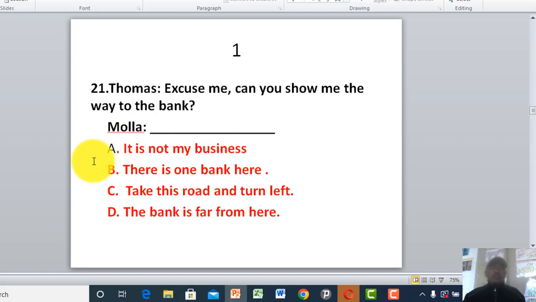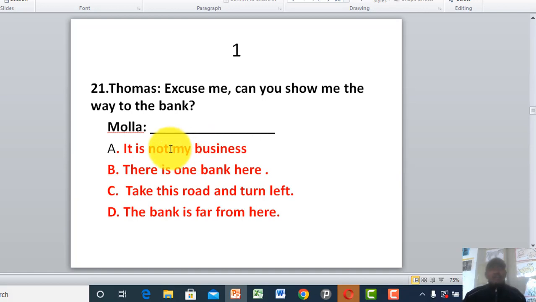Question number 21. Thomas and Mola. Excuse me, can you show me the way to the bank? This is asking for direction. There is a polite marker, and it is formal language. Here, it's not my business is not appropriate. It's not the way of giving a response, such a poor statement.